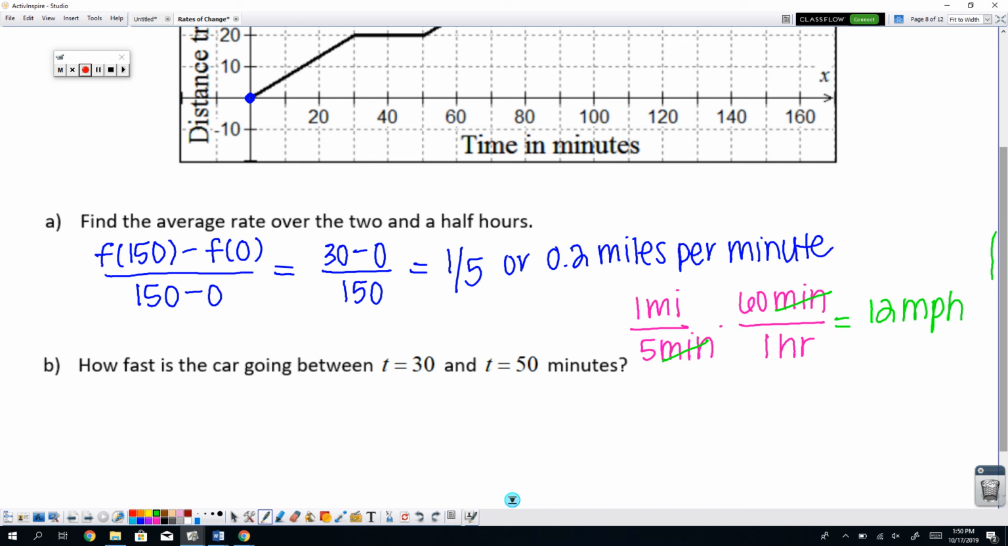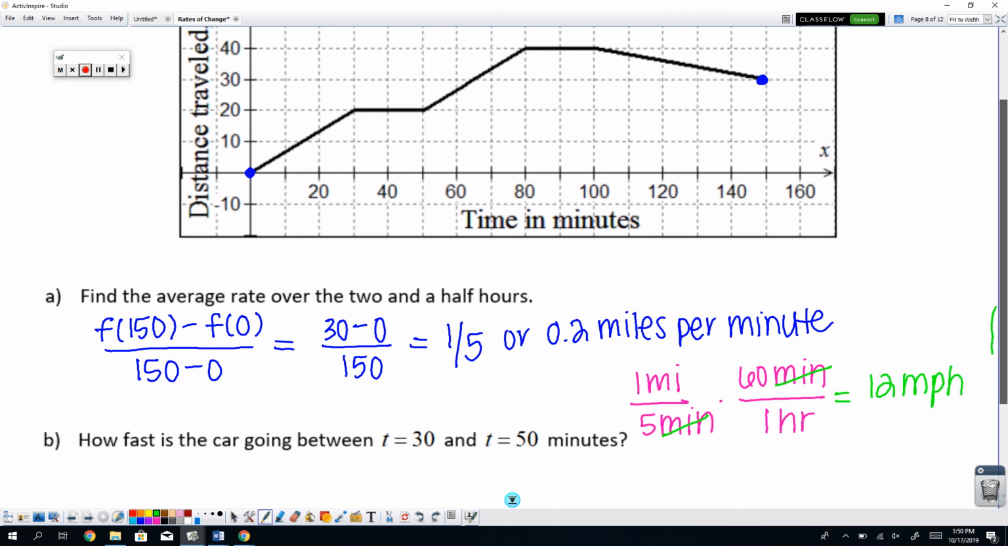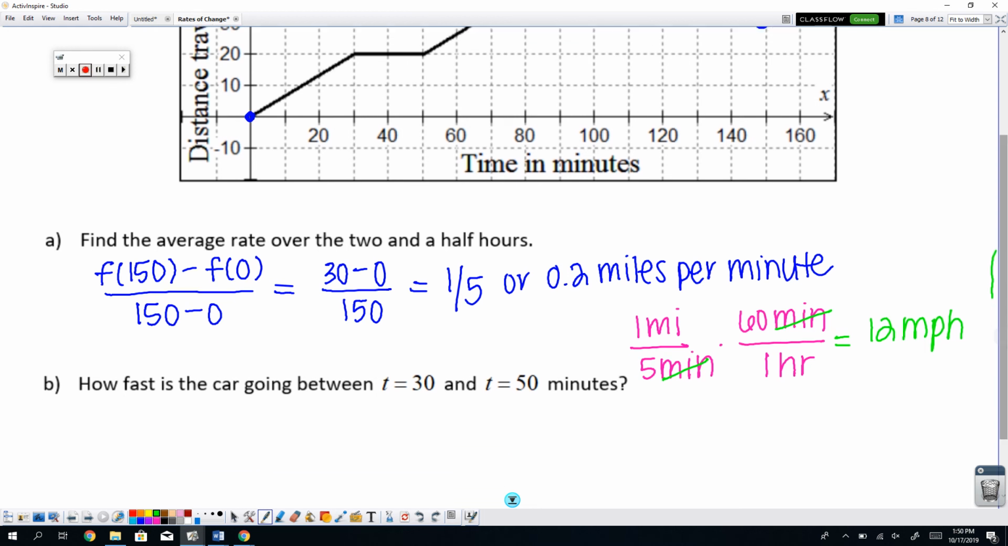So now we're going to go through and we're going to talk about how fast is the car going between 30 and 50 minutes. So 30 and 50. So we need to look at those. If you notice, between 30 and 50 is a flat line. So we are stopped. Not going anywhere.